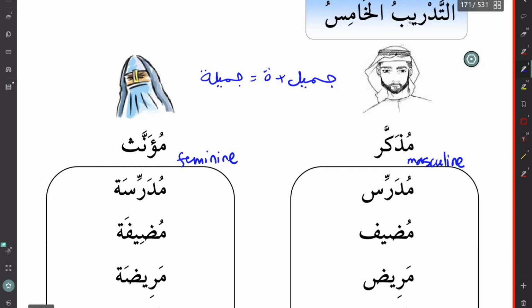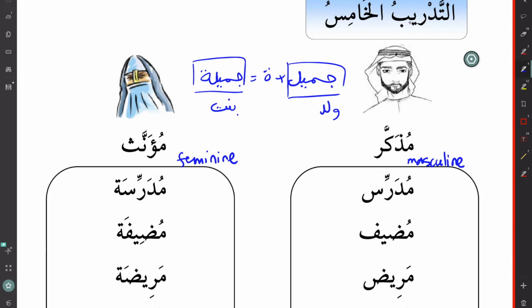All right? So you will use Jamil when you describe walad because that's masculine. And you will use Jamila when you're describing bint, for example, because bint is feminine. So we've seen that we can pretty much do the same thing for every adjective. قريب قريبة, بعيد بعيدة, طويل طويلة, صغير صغيرة, كبير كبيرة.